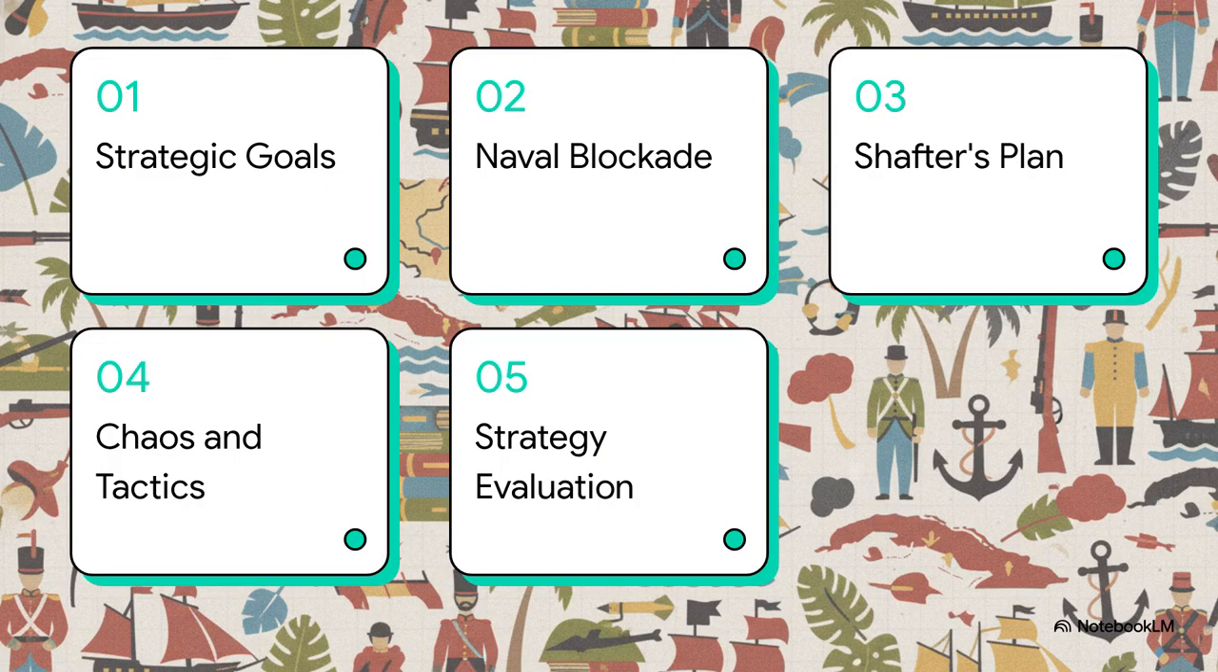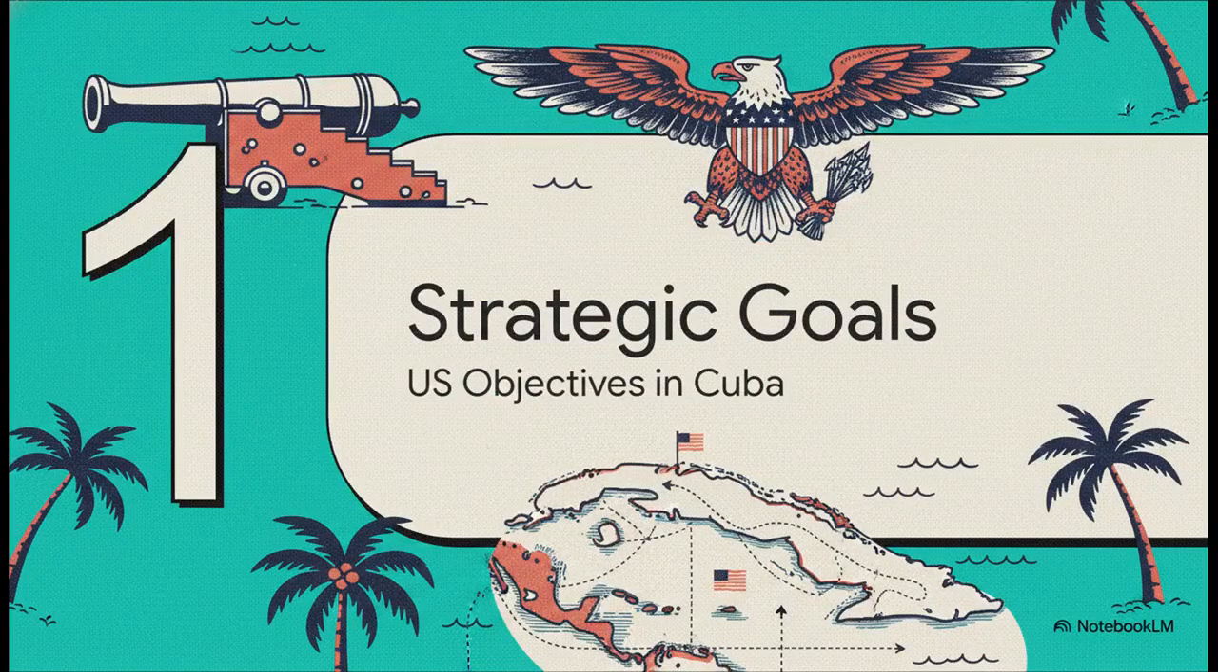We'll cover the strategic intent in Cuba, the naval blockade, General Shafter's plan, the chaos and tactics at San Juan, and finally, evaluate the overall effectiveness of the U.S. strategy. Section 1. Strategic Intent in Cuba.